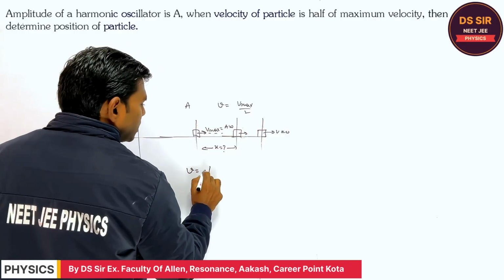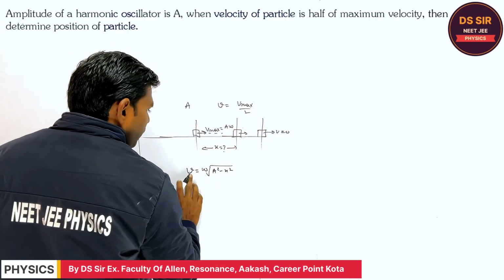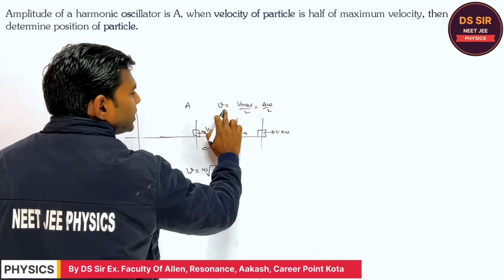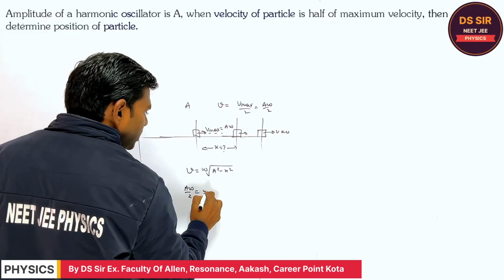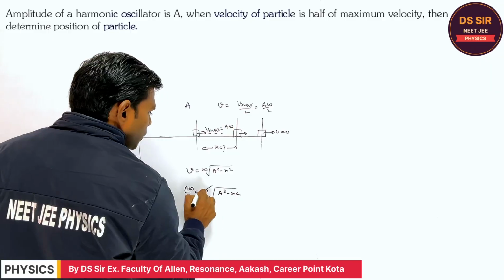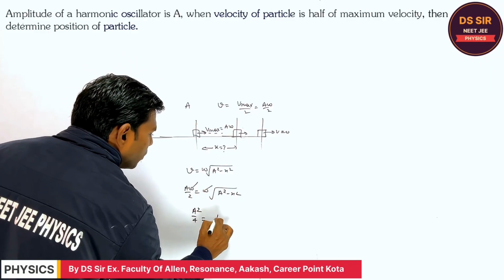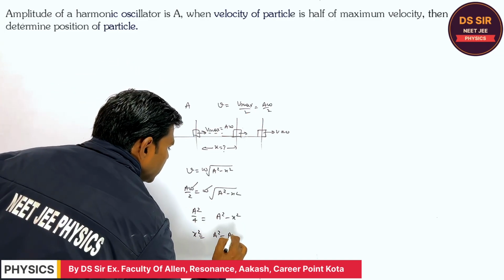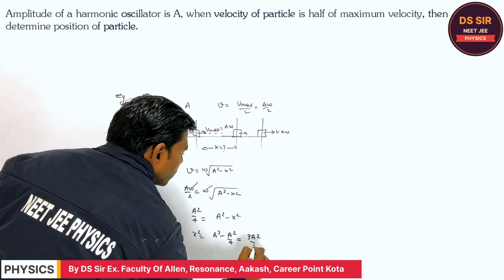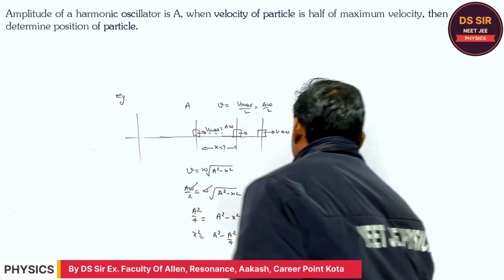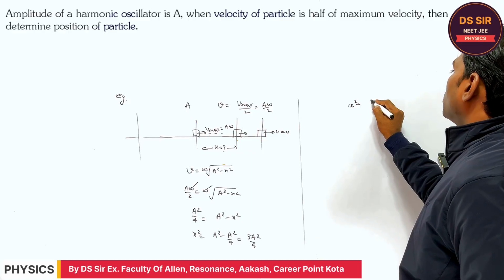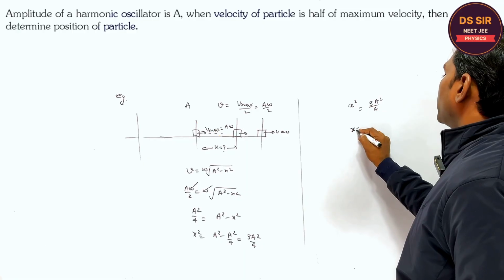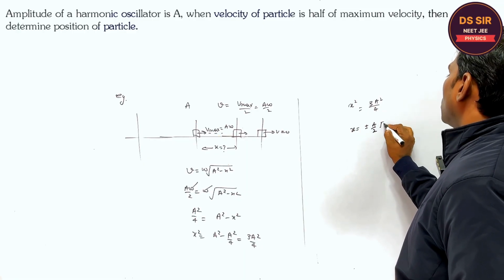So to find the position, we will use this formula. The velocity is a omega by 2. The maximum velocity is what? A omega. They are saying the velocity becomes half of the maximum velocity and they are asking the value of x. Omega will cancel out. A square by 4 is equal to a square minus x square. If you simplify, a square minus a square by 4 is 3a square by 4, right? So here x square is equal to 3a square by 4, all right? If you take the square root, x is plus or minus root 3 by 2 a.